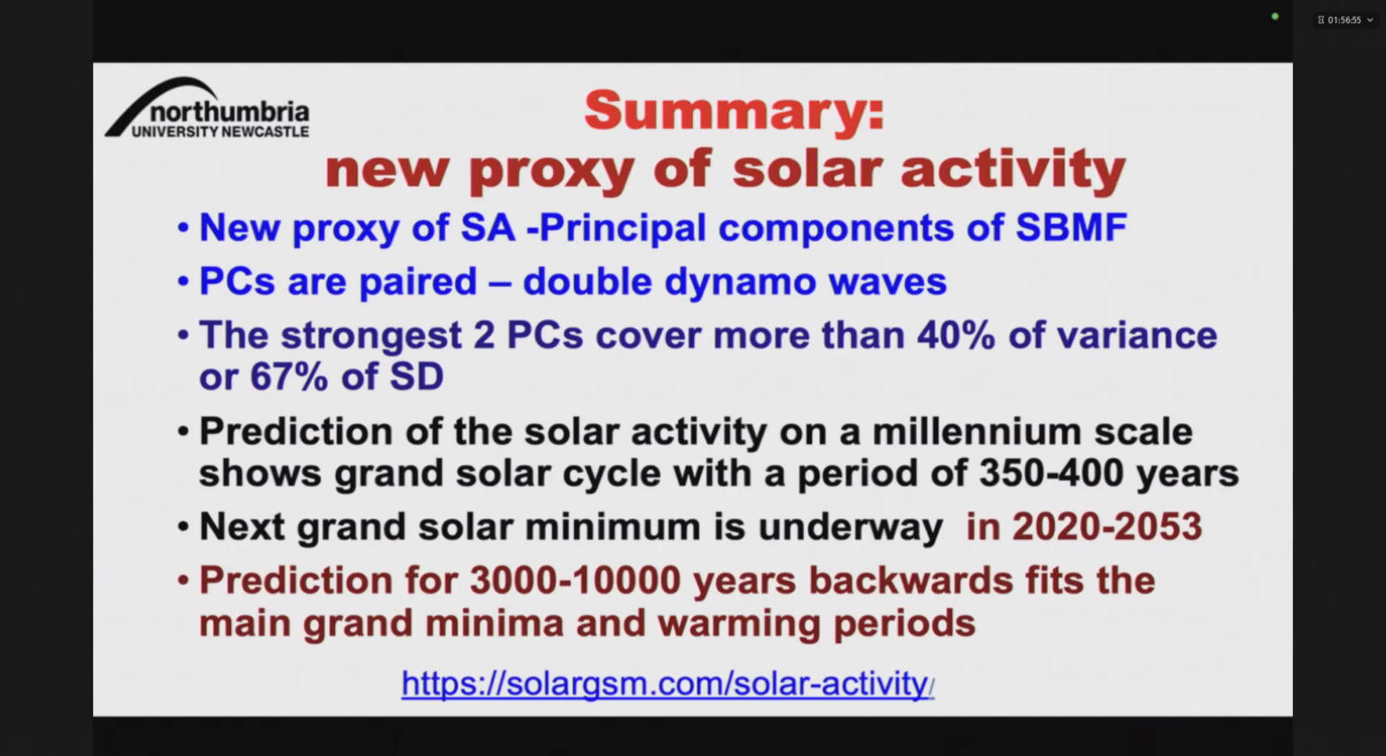And the prediction of solar activity shows the grand solar cycle with a period of 350, 400 years. And it turned out, when we discovered it, that we were 5 years from the start of the new grand solar minimum, which is already upon us, as you probably notice. And the prediction for 3,000, 10,000 years backwards fits very well grand minima and warming periods.